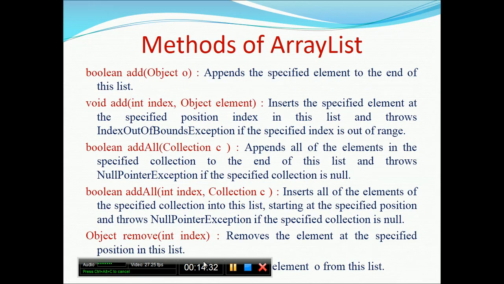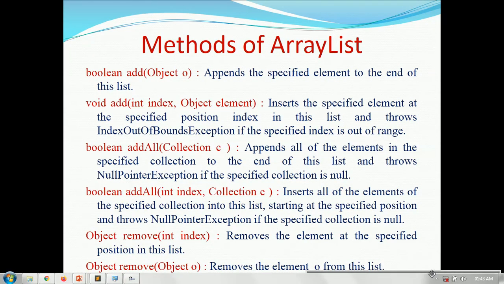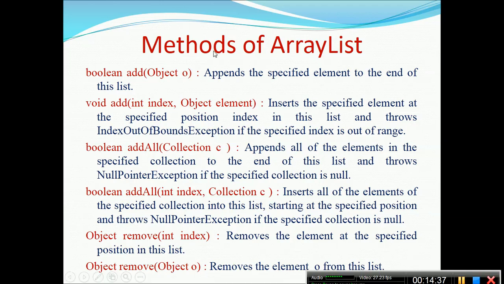So these are the methods present in the ArrayList that we have to see. Add appends the specified element to the end of this list. Again, we have an add method that can insert at a given index. You can pass an index and an element that will be added at the given index. Suppose you choose an index that is not part of the list, you will get an IndexOutOfBoundsException.